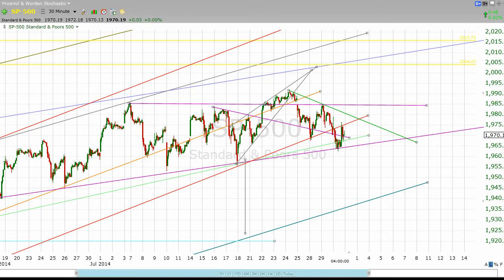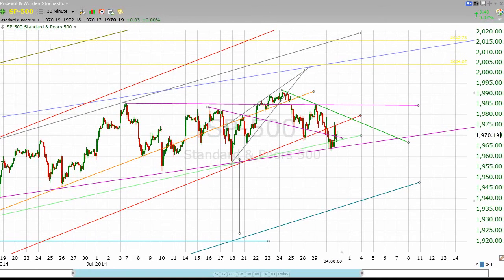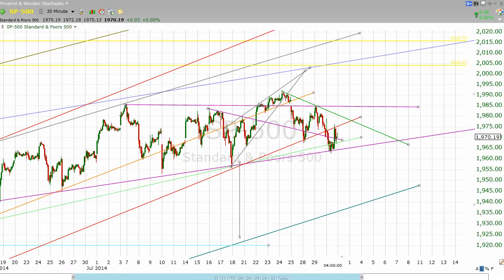Well, today was one of those days where we saw a couple lines get bounced on, both positively and negatively, but we're kind of left with the close being essentially flat. We're left just sort of looking at it essentially where we were yesterday.